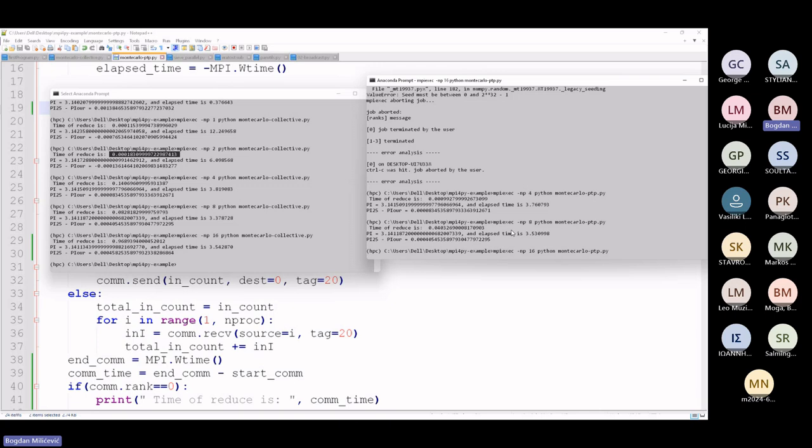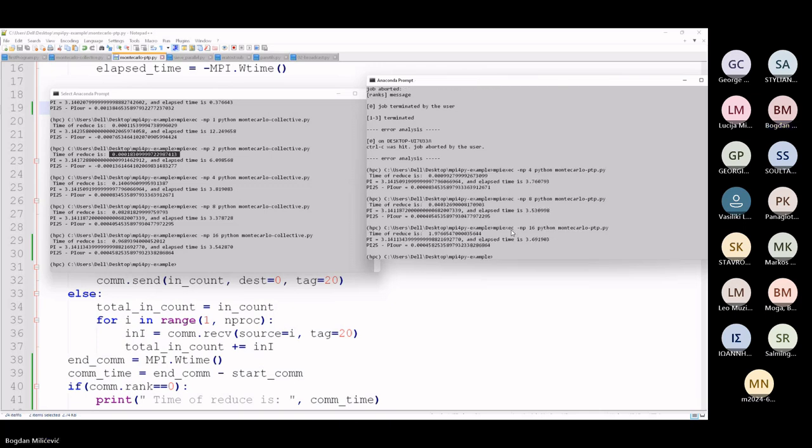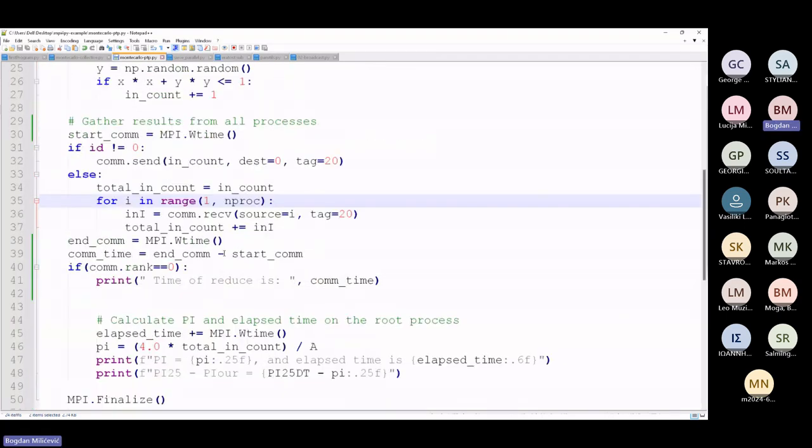And with 16, time of communication is a lot larger, and this is a bit larger than with the other approach.